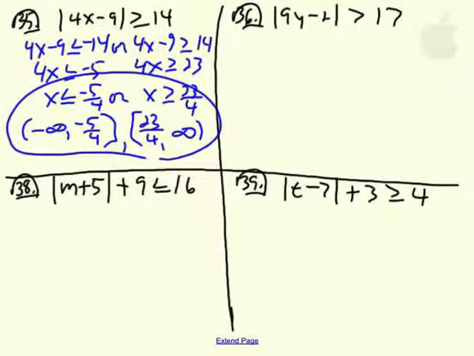Hope by now you're getting more comfortable with all this. That's why we're doing so much. Got to get it down, down, down so the grade can go up, up, up.